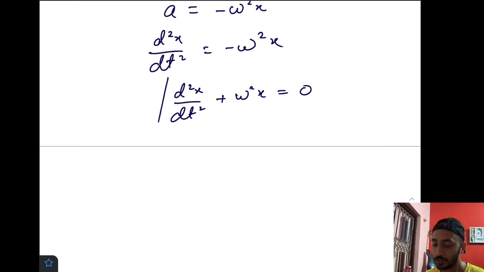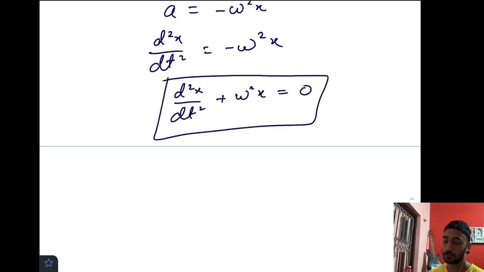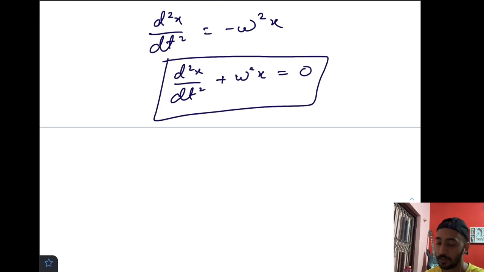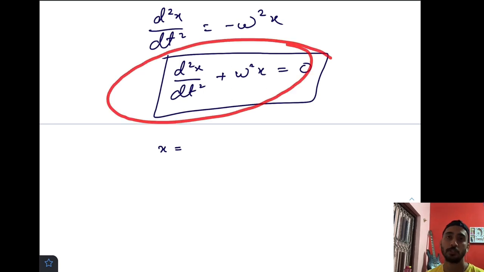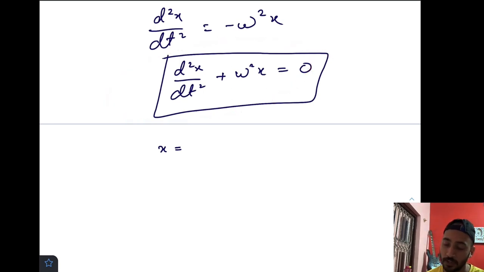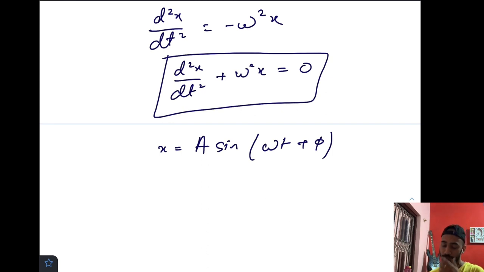So this is the second order differential equation which represents a simple harmonic motion. Now we know that this differential equation has an infinite number of solutions, and the general solution looks like this. Now these solutions have some unique property.